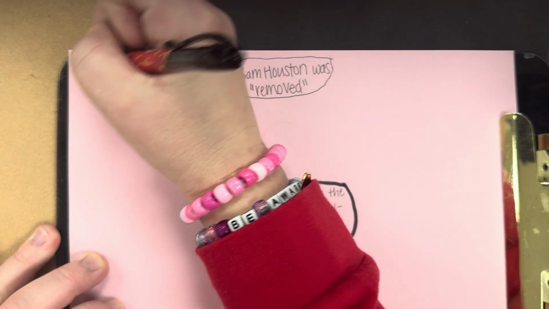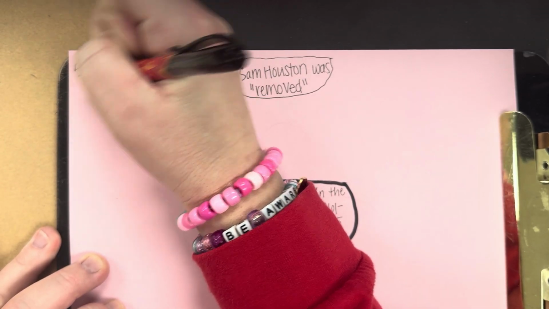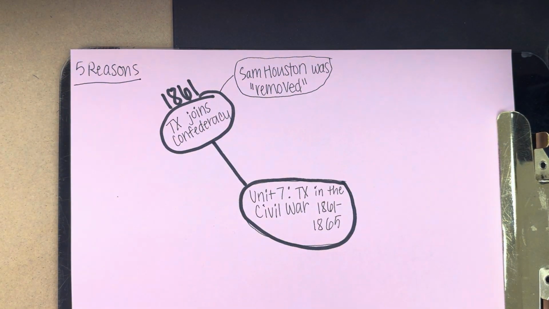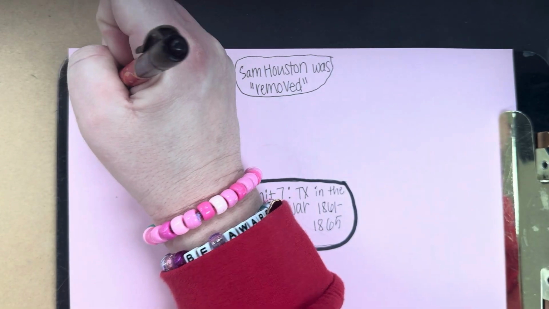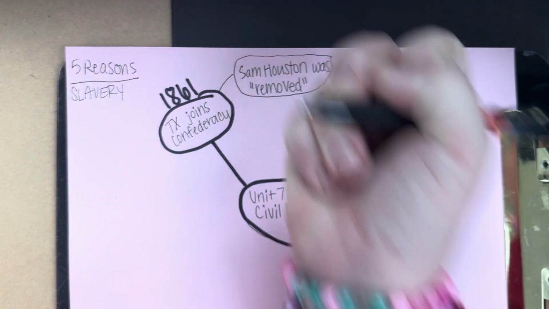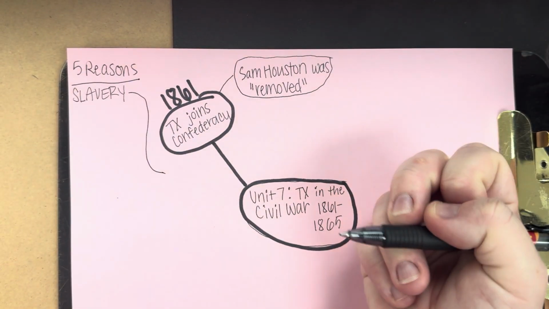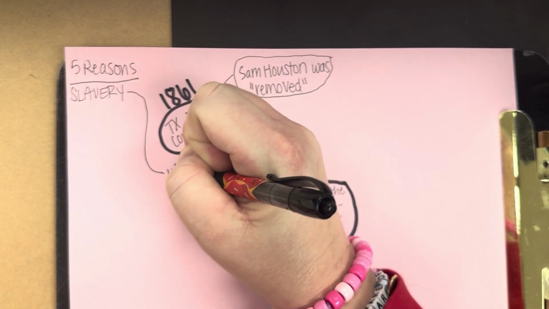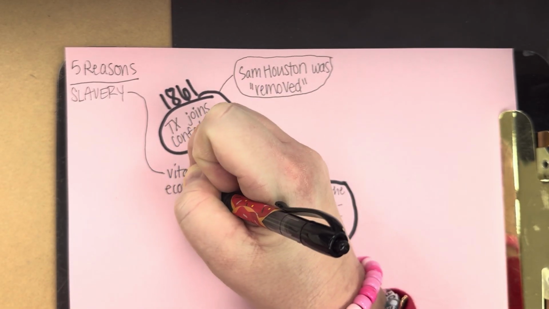There are 5 reasons that Texas ended up joining the Confederacy. And the first reason was slavery. Slavery was important to Texas because they felt like slavery was vital to the economy.